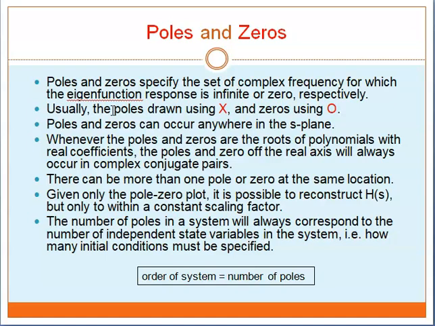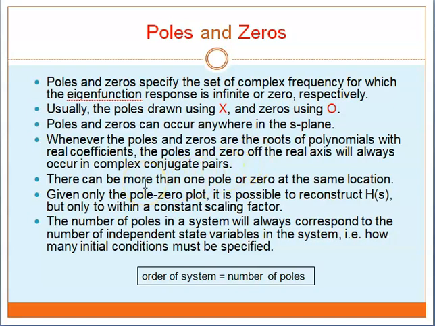Poles are usually drawn by using x, while zeros are drawn by using 0. The poles and zeros can occur anywhere in the S-plane. Whenever the poles and zeros are the roots of a polynomial with real coefficients, the poles and zeros off the real axis will always occur in complex conjugate pairs, meaning that you will have plus j or minus j.